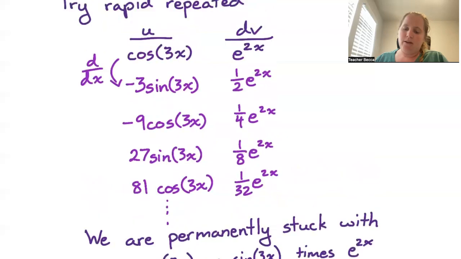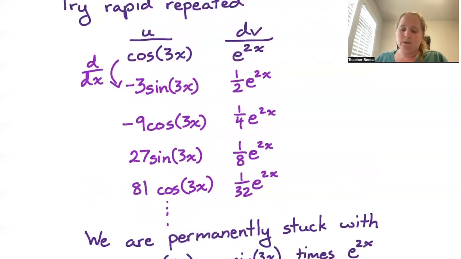So if we look back at our table, note that if we did use the integral from that second row, the -3 sine 3x, 1/2 e to the 2x, that's a new integral from the problem. But if we go to that third row, the -9 cosine 3x and 1/4 e to the 2x, note that integral is just a scalar component of the original integral.